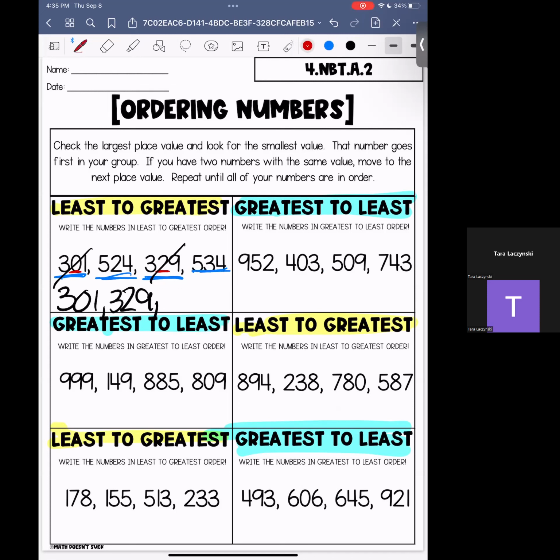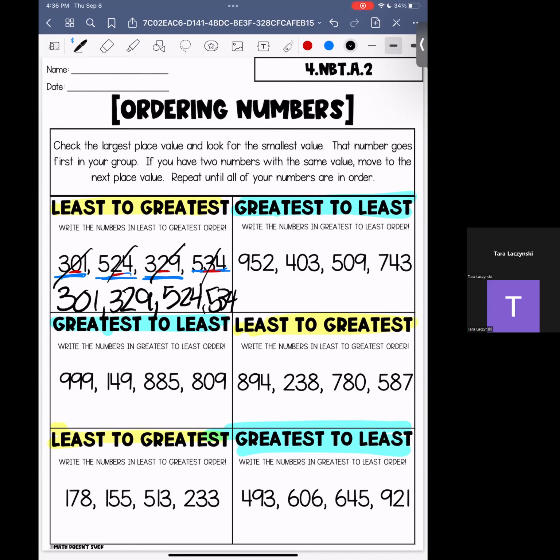They both have the same hundreds, so I'm going to look at the tens. We have 2 tens and 3 tens. 2 tens is going to be smaller, so we have 524 and then 534.